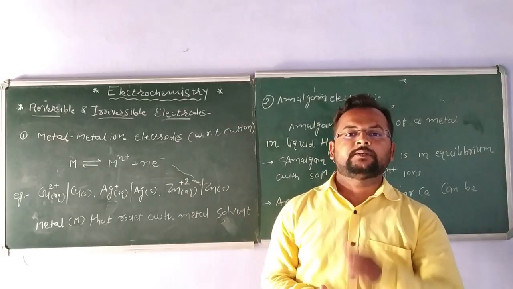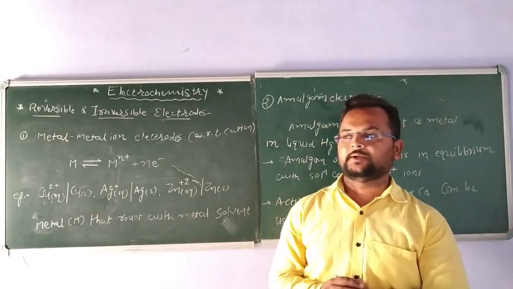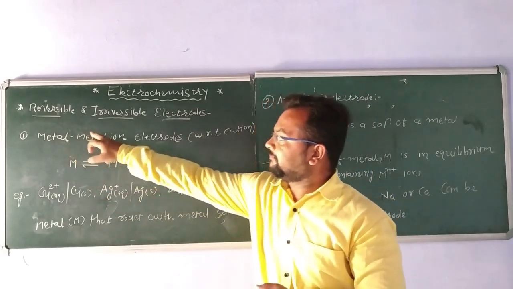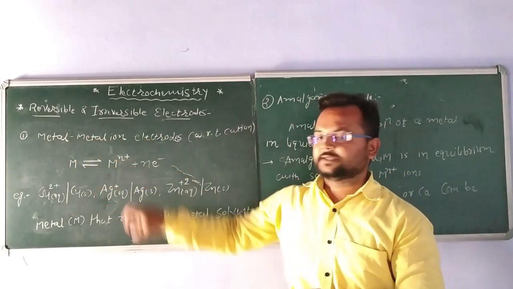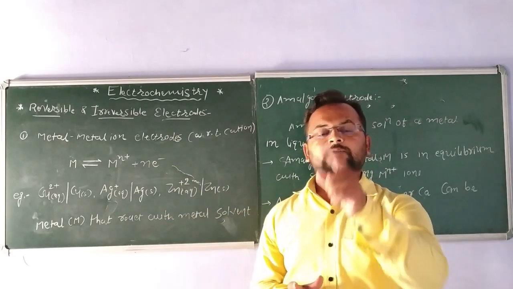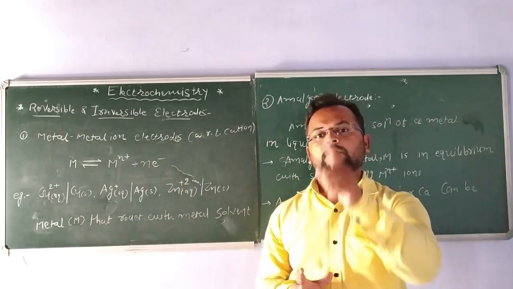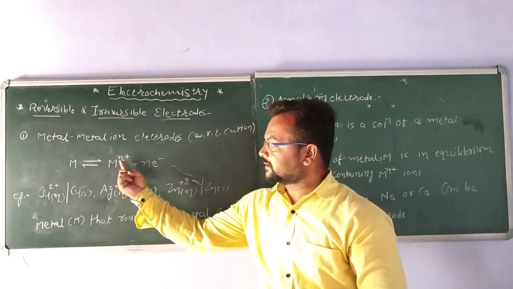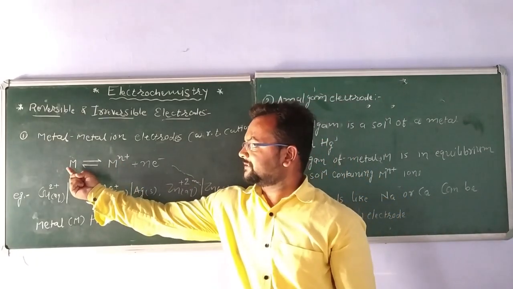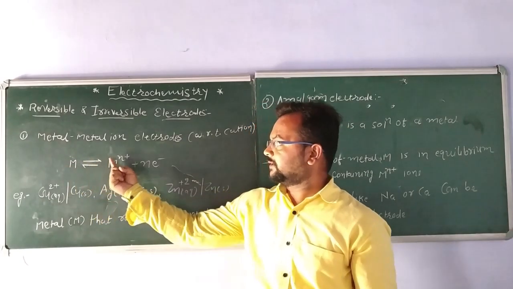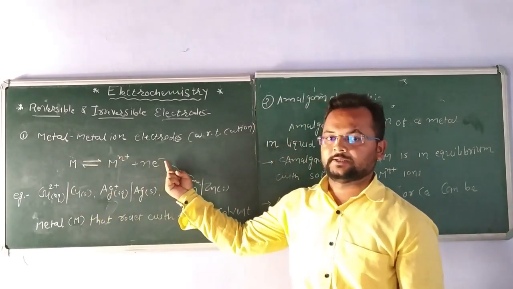Now the second point is reversible and irreversible electrodes. The first one is the metal ion electrode with respect to the cation. In this case, metal M is in electrochemical equilibrium with a solution containing M^n+ ions. That means the half cell reaction is M in equilibrium with M^n+ plus n electrons.